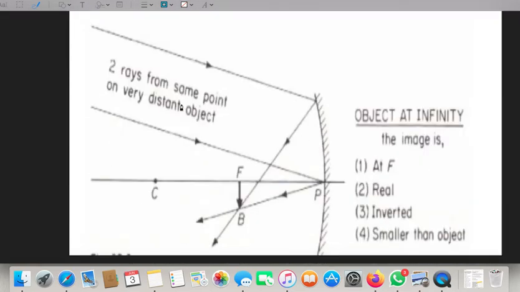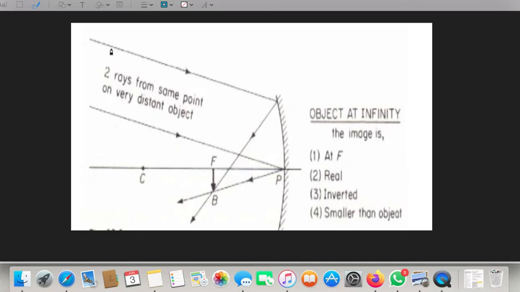Now when the object is at infinity, here you can see this is a concave mirror, polished properly. Okay, P, F and C are the points. Now when the rays are coming from the sun, they will all come as parallel rays. Okay, incident rays will be parallel. So what will happen in this case? They will all pass through the focus.